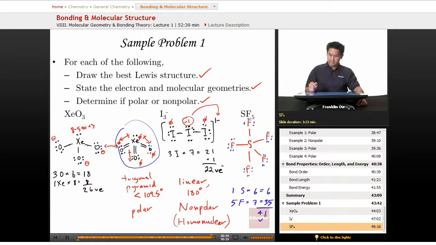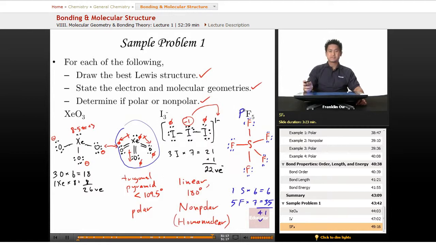Let's go ahead and see if this is right or wrong. Okay. So there's a little typo here, everybody. I'm very sorry about that. This shouldn't be SF5. This should be PF5. I'm going to go ahead and change that. My apologies. I'm going to go ahead and make that PF5, everybody.